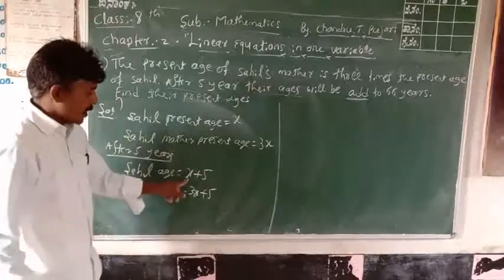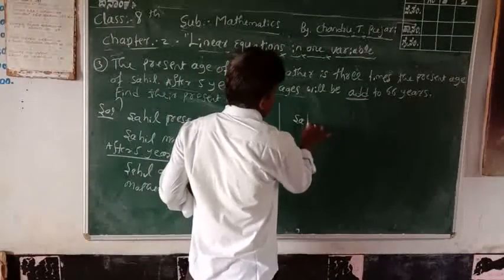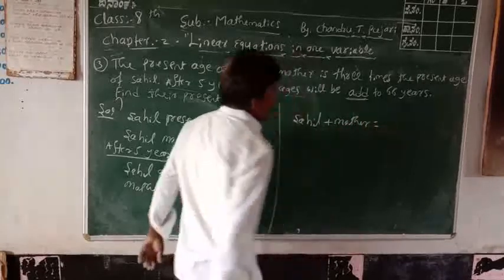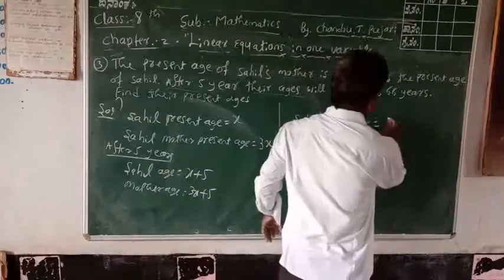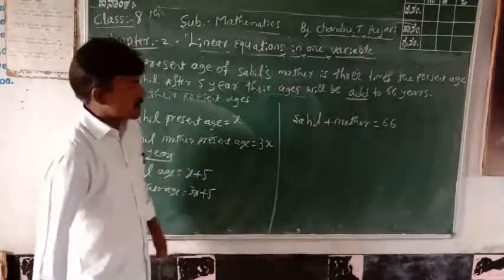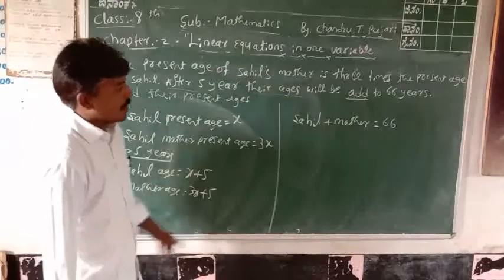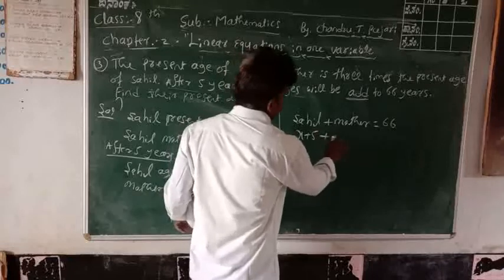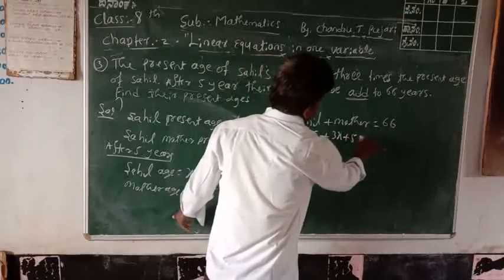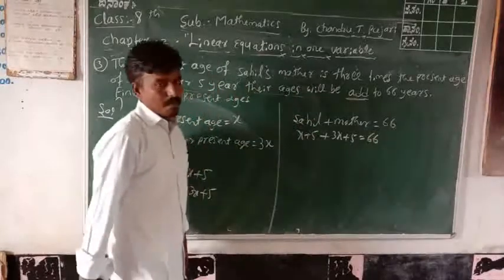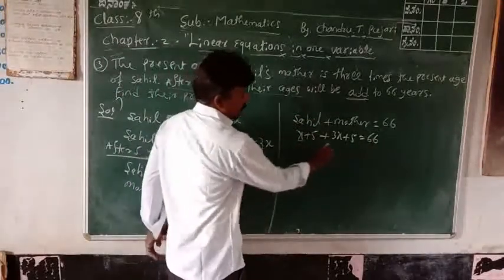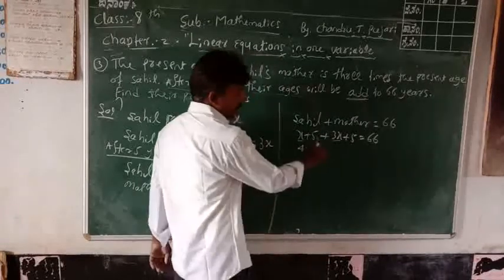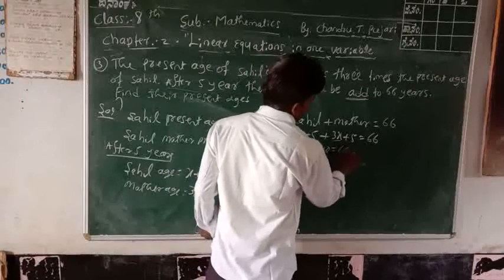The first one is Sahil plus mother, equal to how much? 66. After 5 years the total of these two persons' ages is 66. Therefore Sahil's age after 5 years, x plus 5, plus mother's 3x plus 5, is equal to 66. The next, simplification: x plus 3x means 4x, plus the constant terms 5 plus 5 is 10, is equal to 66.